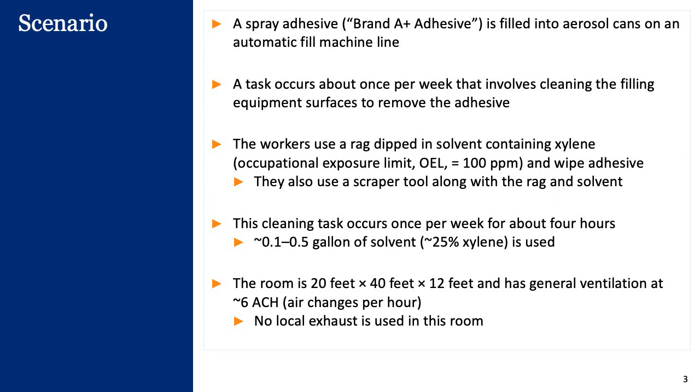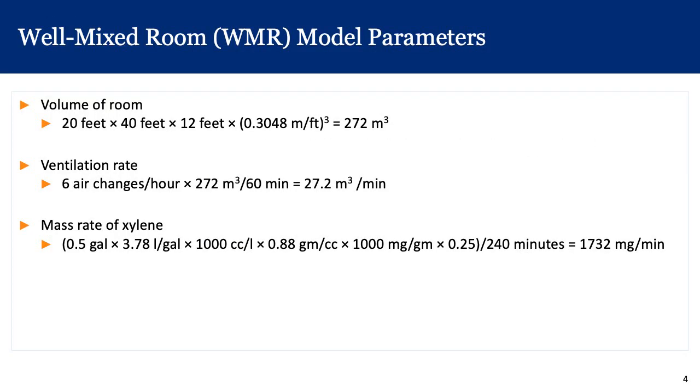You notice that there is some uncertainty in the amount of solvent being used, and also some uncertainty about how much xylene is there in the solvent. The room dimensions are known. They are 20 feet by 40 feet by 12 feet. The general ventilation rate, again, is about 6 air changes per hour, but we're not that precise about that. And there's no other local exhaust ventilation in this room. So we can go ahead and use the well-mixed room model.